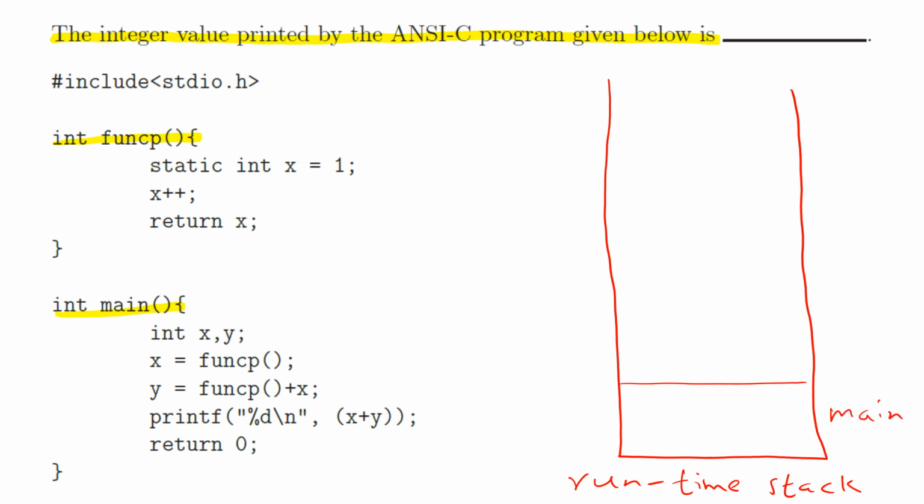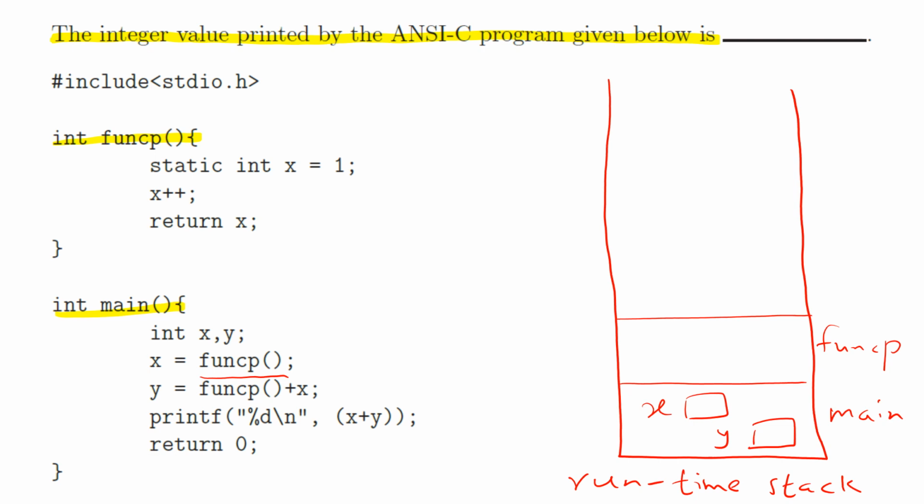So we have a stack frame for main which will contain memory for x and memory for y, because x and y are auto storage class variables, local variables, so they are part of main. Then we call this function func_p. So func_p function is called for the first time.